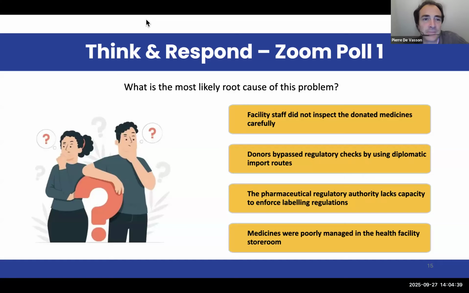So here you have the answer, which is number 3. The pharmaceutical regulatory authority lacks capacity to enforce labeling regulation.